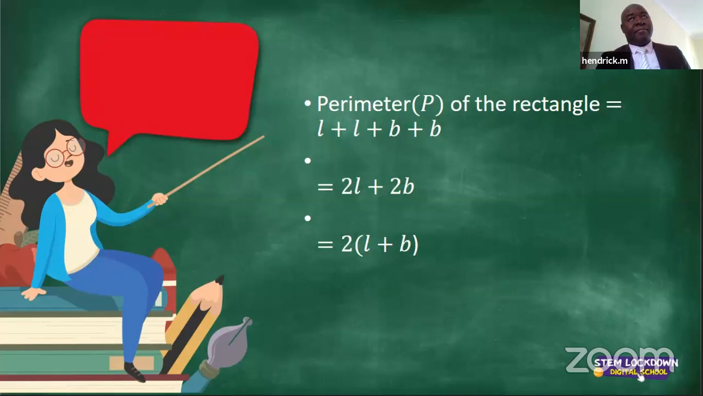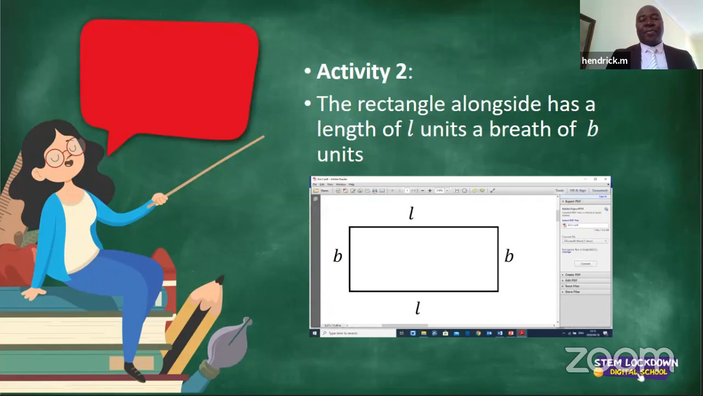Perimeter is the distance around a surface. Yes, exactly. The distance around the edge of the shape. So that distance around the edge of the shape is known as a perimeter. Now, in this case, looking at the rectangle that we just saw, we've got a rectangle with the length L and the breadth represented by B.